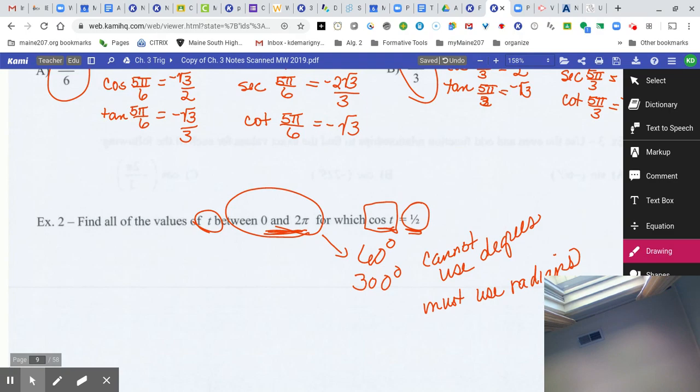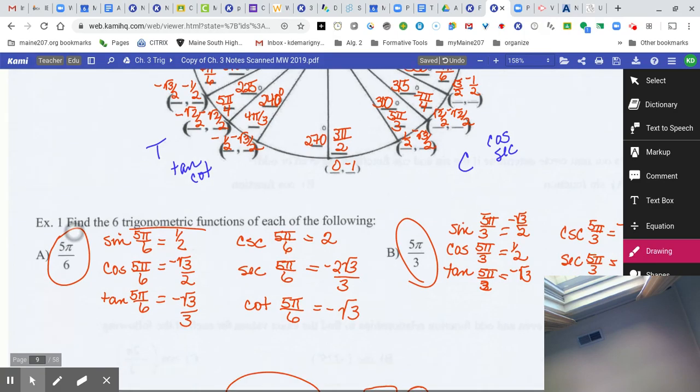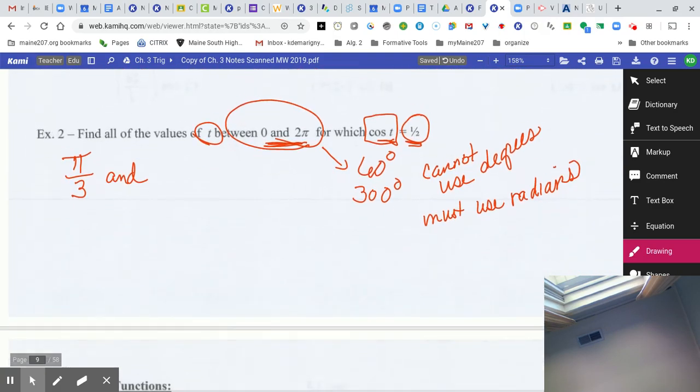So what I have to do is know what 60 degrees is in radians. Remember that that's 1/3 of a pi. So you're going to tell me it's at pi thirds. And if you're at 300 degrees, remember that you're 180, and you're 270 plus 30 more. So you're at 1 2/3 pi. So you're at 5 pi thirds.